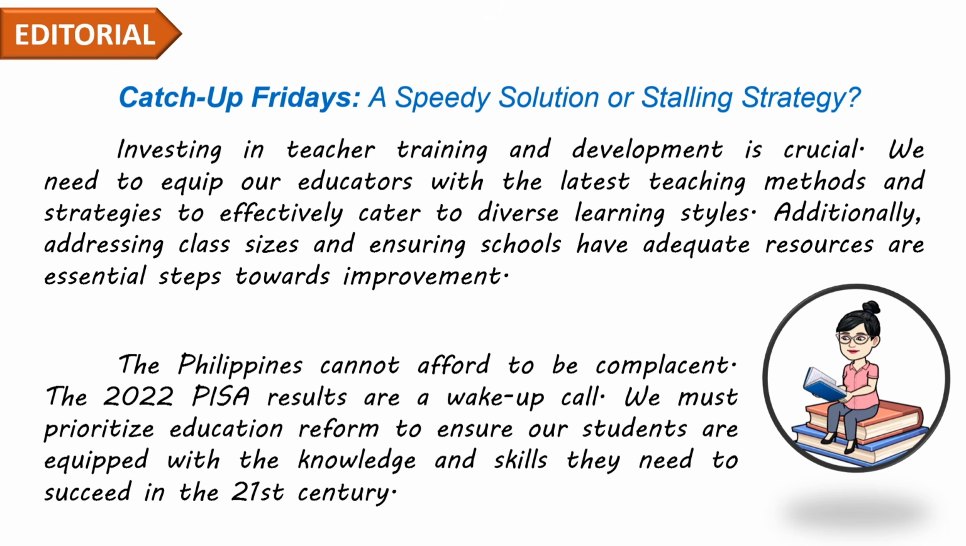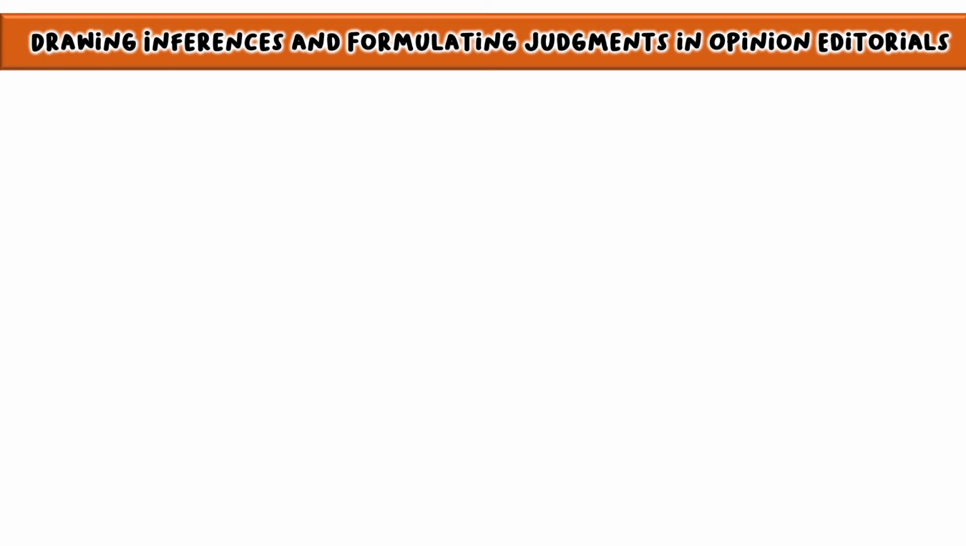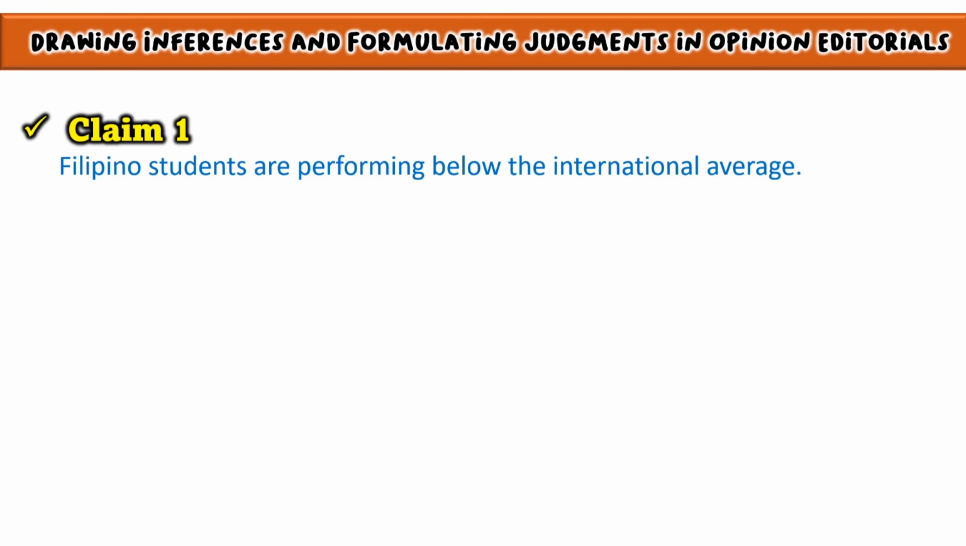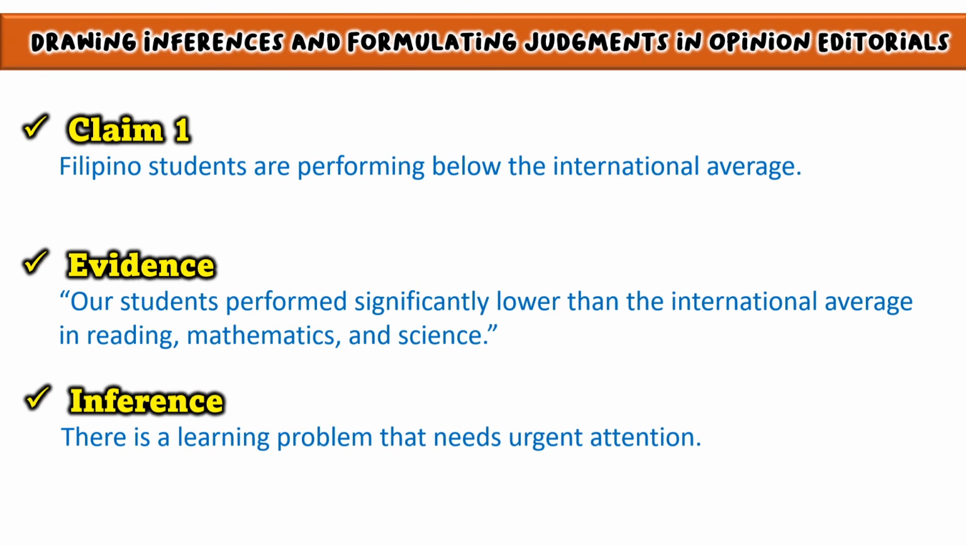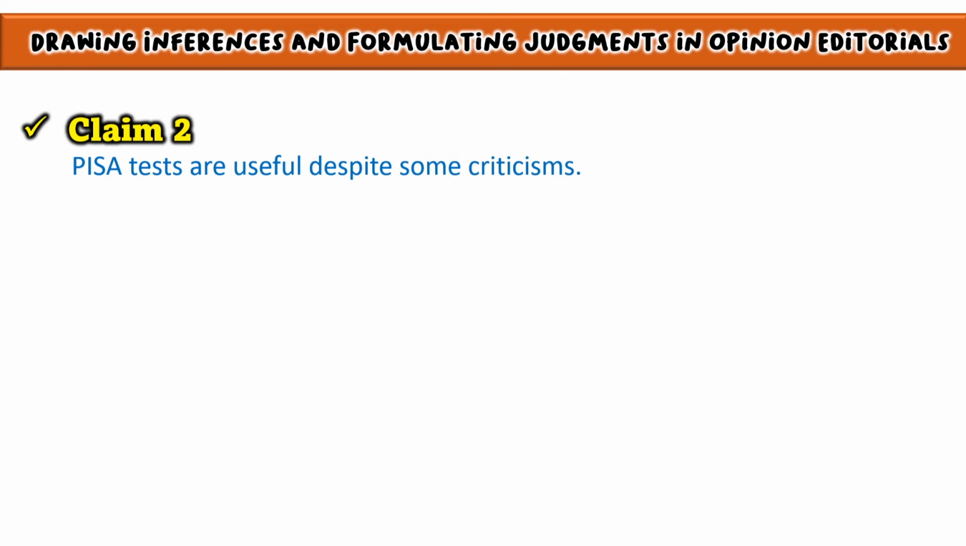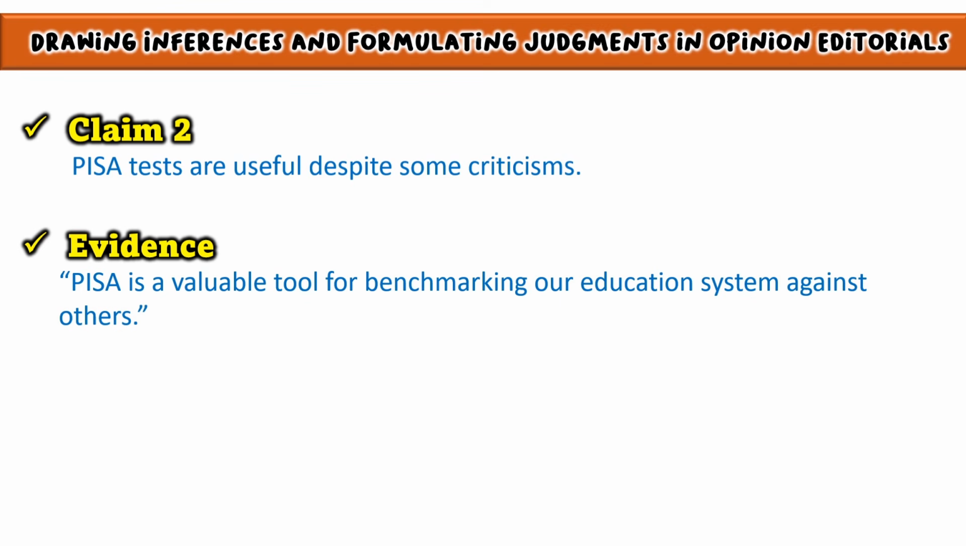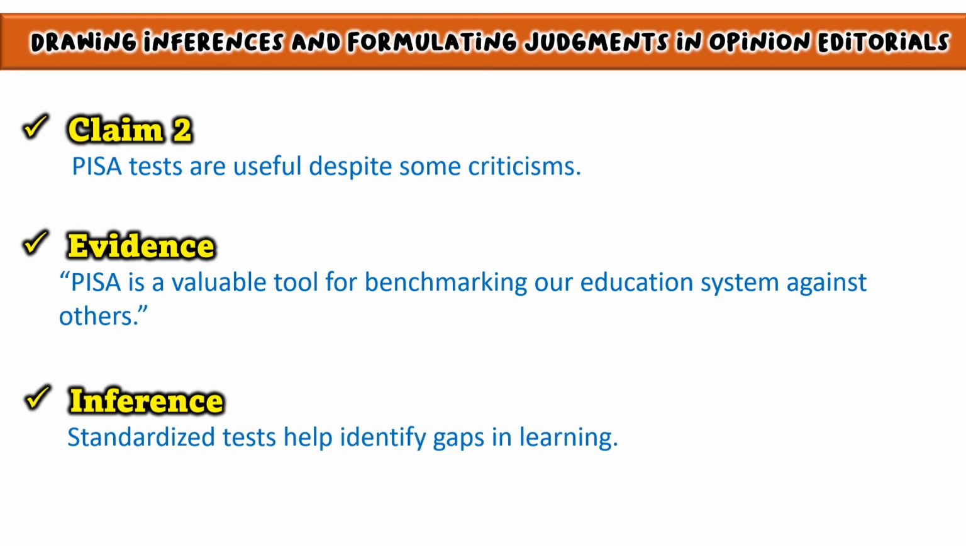Claim 1. Filipino students are performing below the international average. Evidence: our students perform significantly lower than the international average in reading, mathematics, and science. Inference: there is a learning problem that needs urgent attention. Claim 2. PISA tests are useful despite some criticisms. Evidence: PISA is a valuable tool for benchmarking our education system against others. Inference: standardized tests help identify gaps in learning.